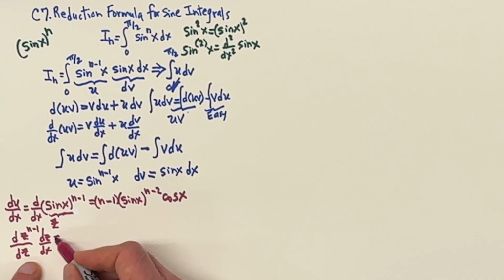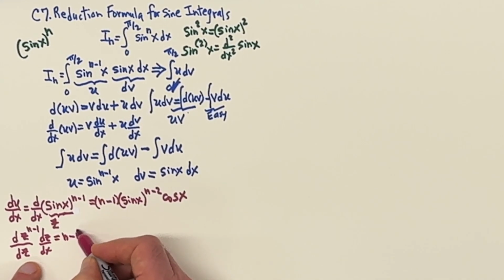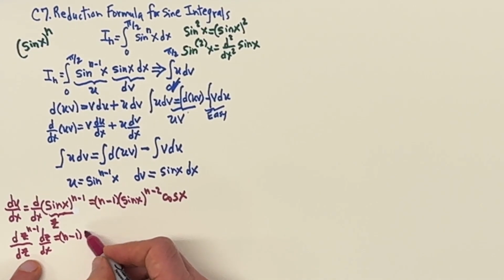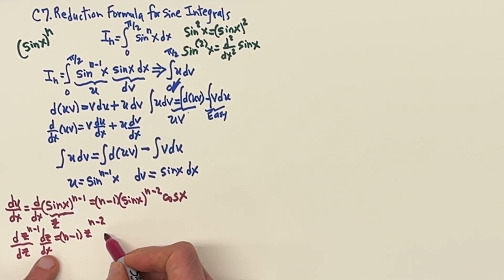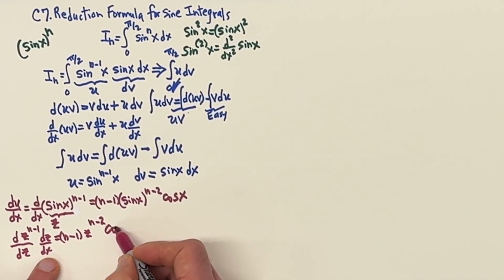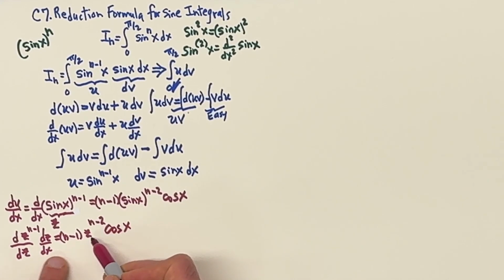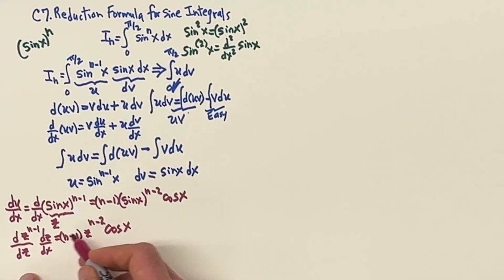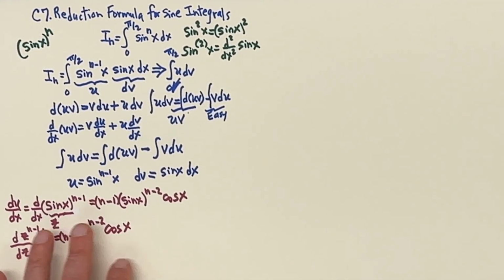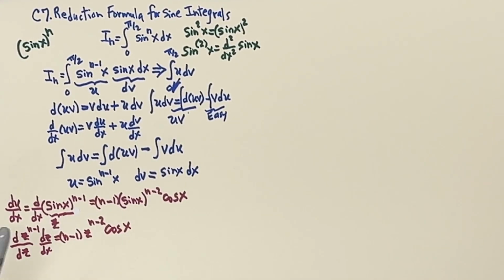Well, let's just go ahead and do it. This would be n minus 1 times the z to the n minus 2, and then the dz dx is the cosine of x. And then for the z, you just put in what it is. It's the sine of x, and you have it. So this is a little review of the chain rule, which is what we're using here.